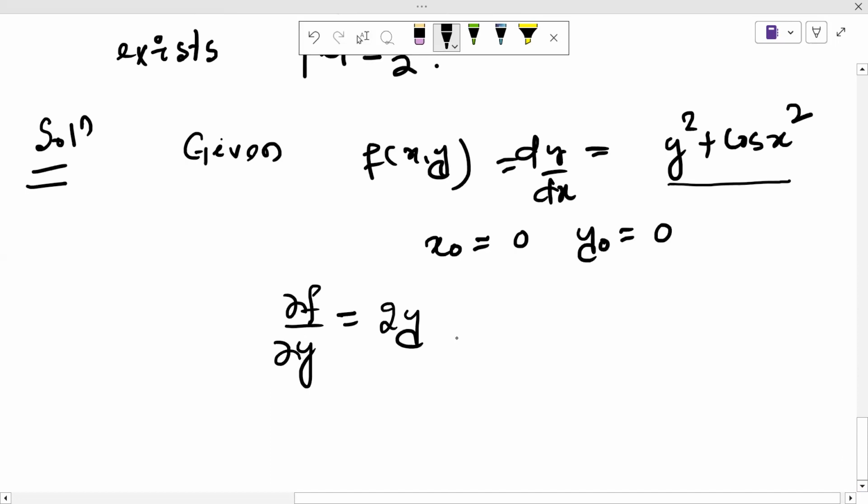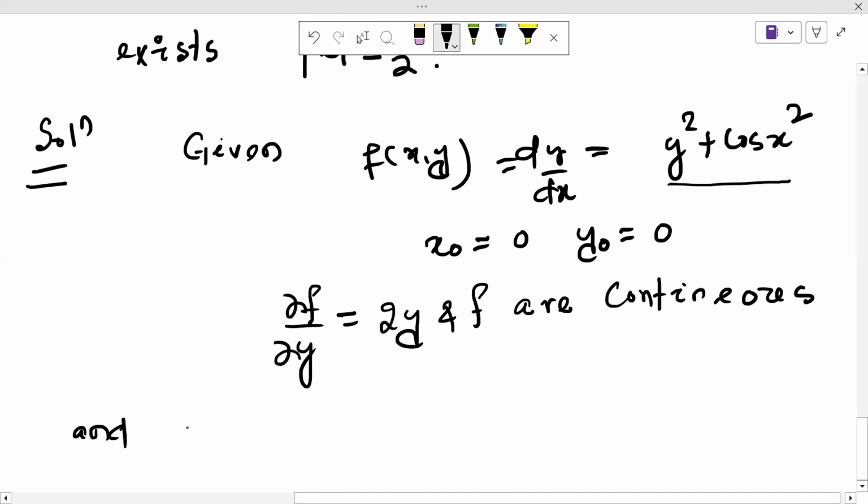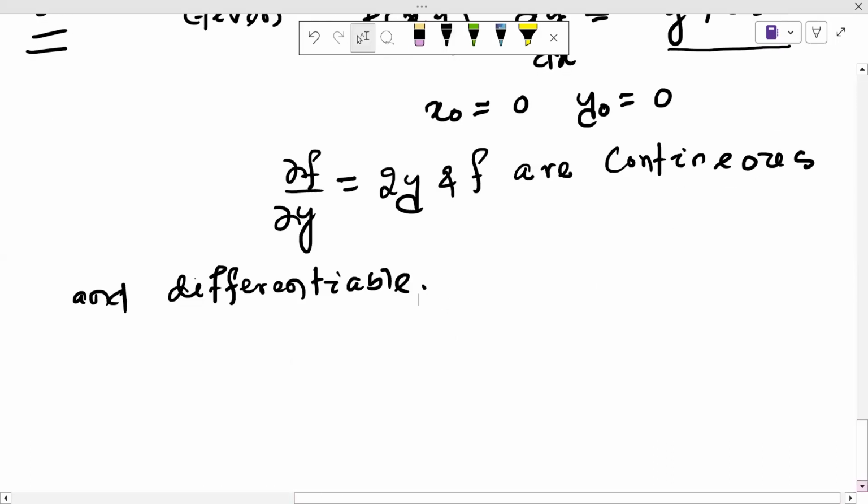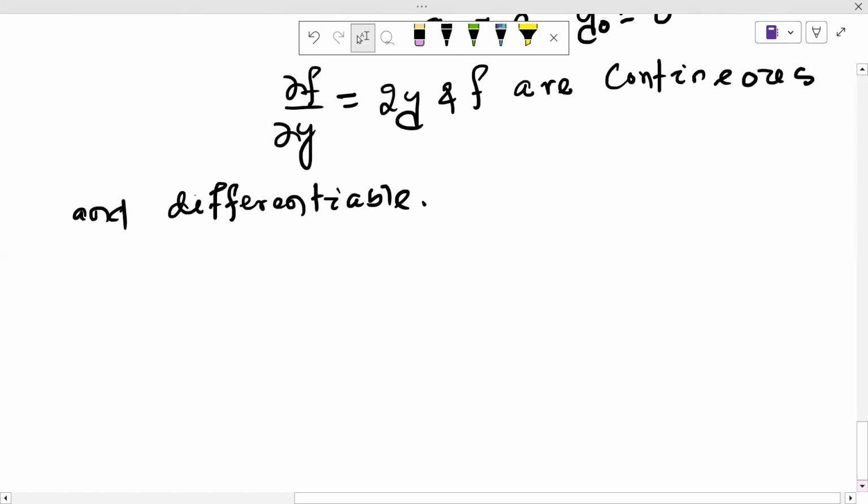2y. That is differentiable. Del f by del y and f are continuous and differentiable, right? The function is continuous and differentiable. Why is it differentiable? Over the region of x, y.